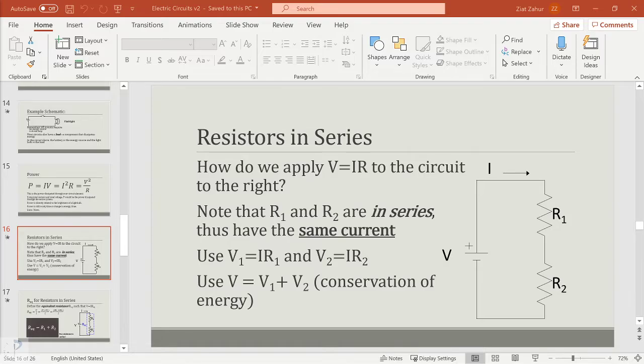The most important part is to visualize how the current is flowing in the system. As the current is coming in, the same current goes through resistor 1 and 2, and therefore 1 and 2 must be in series. If the same current goes through both of them, then they are in series. If for some reason the current is able to split off, if there's a secondary path or a detour after resistor 1, then they are no longer in series.